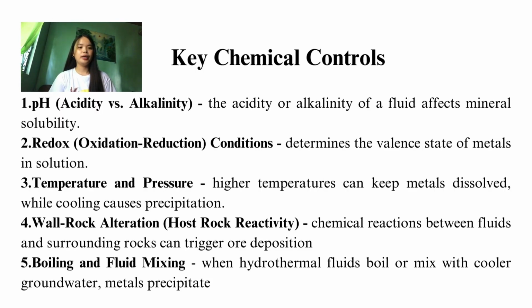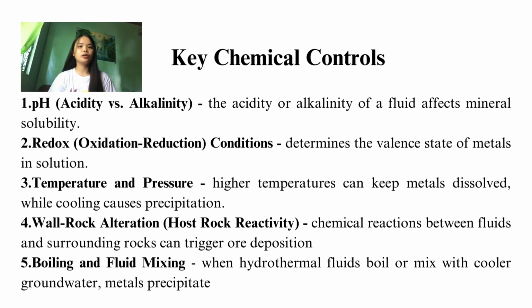First is the pH, or the acidity versus alkalinity. The acidity or alkalinity of a fluid affects mineral solubility. If the pH level is less than 7, then it is acidic. If it is balanced, it is neutral. And if the pH level is greater than 7, then it is alkaline.